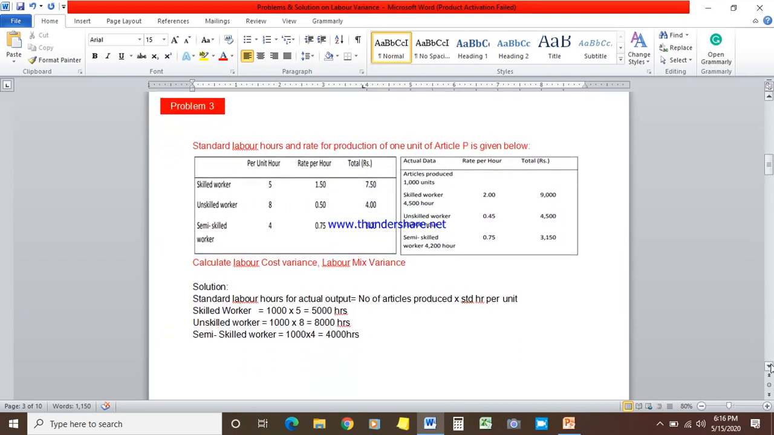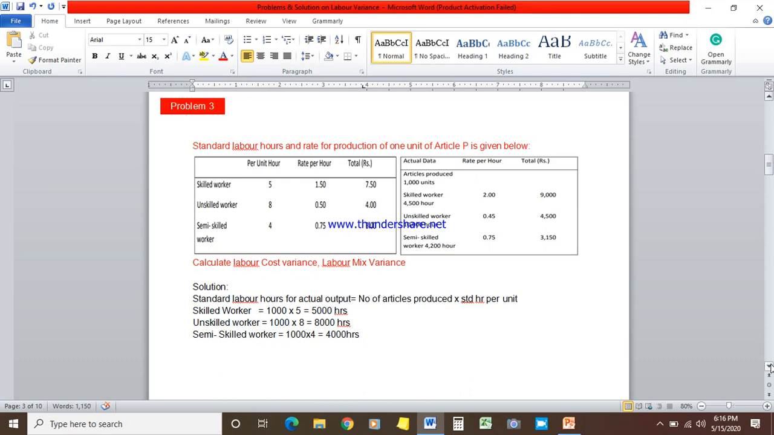In the third problem, it is basically about when a variety of laborers are involved in manufacturing a product, what kind of variances we normally see. In this problem we observe the material rate variance, the labor rate variance, the labor efficiency variance, as well as the labor mix variance. So all the varieties of variance we can observe in this particular problem.